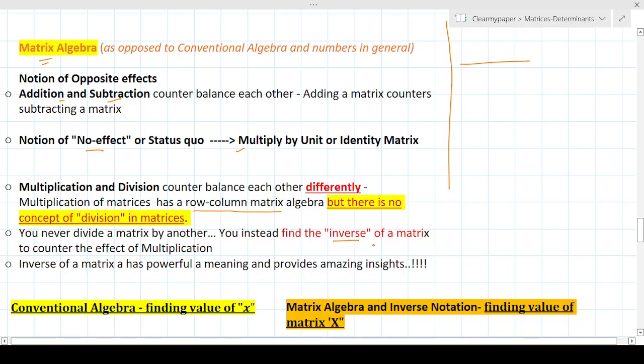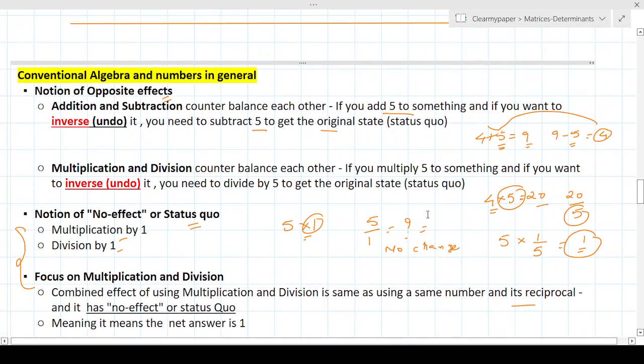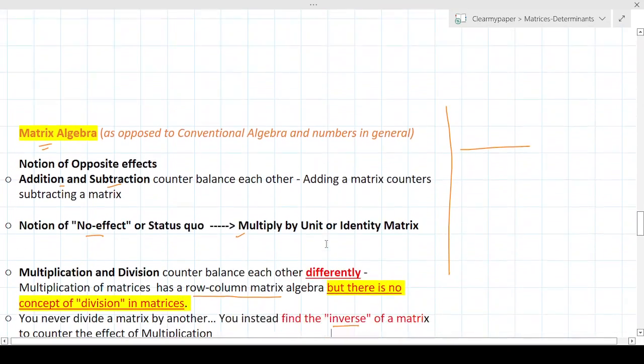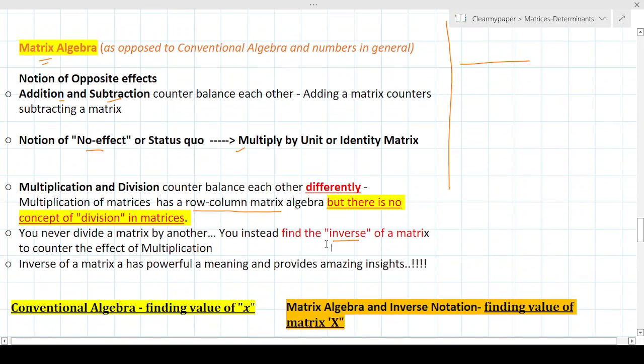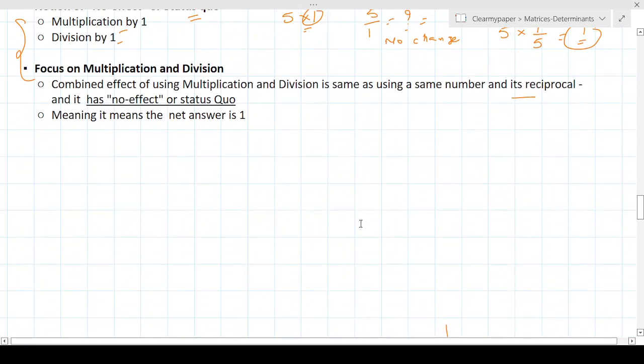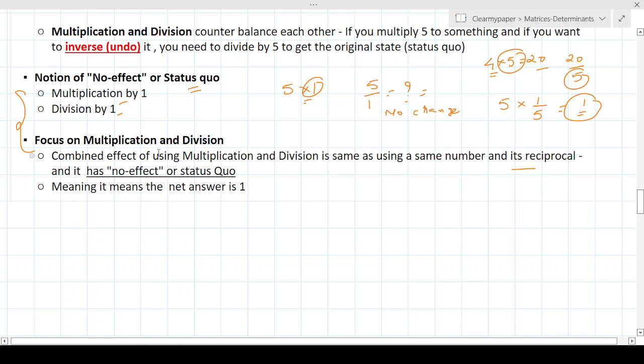From an algebraic standpoint, you can forget the division in the true sense of how it is applied in conventional algebra, the way we discussed, dividing or subtracting by 5 or something like that. You can forget that. But in the world of matrix algebra, I would not say the equivalent, but the void is filled not by division by a matrix, but by something called the inverse of a matrix, which still has the same reciprocal effect that we saw here, where multiplication and division balance each other out.